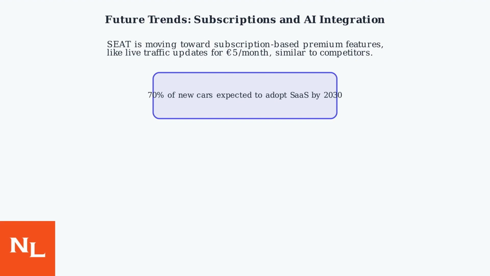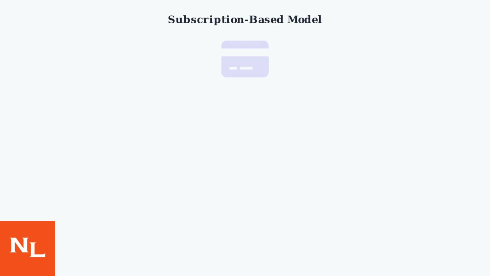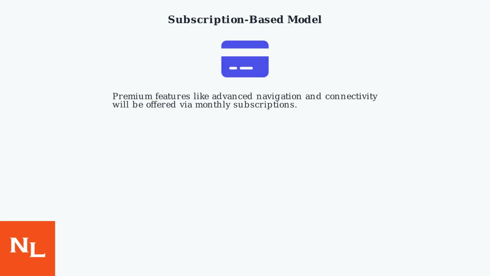Looking ahead, Seat is transitioning to a subscription-based model for premium features, similar to other manufacturers. This includes services like live traffic updates for €5 per month. Industry forecasts predict 70% of new cars will adopt this software-as-a-service approach by 2030. Seat is adopting a subscription model for premium features, allowing owners to pay monthly for services like enhanced navigation and real-time traffic. This mirrors the industry's shift towards software as a service, providing flexibility and ongoing revenue for manufacturers.